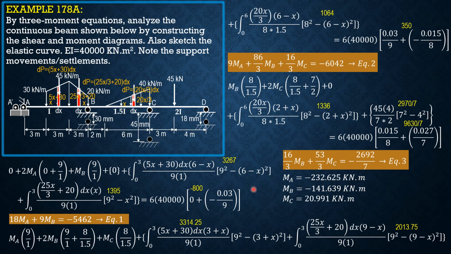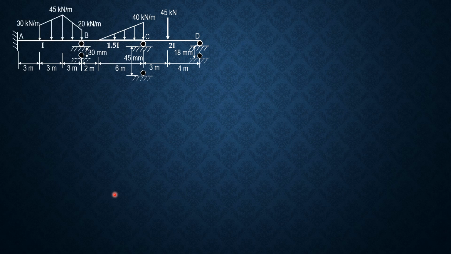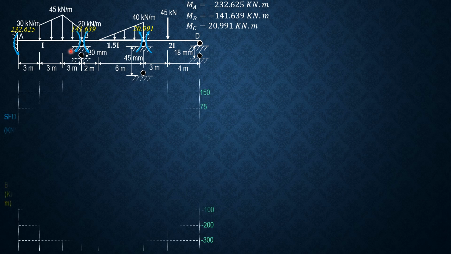So that's it. And on the next slide, let's use this to compute for the reactions, shears, and prepare the shear and moment diagrams. So here is the continuation. These are the moments, so let's apply them to the figure shown. Then let's have the reactions. So assuming reaction at A is upward, summation moment about B equals 0.